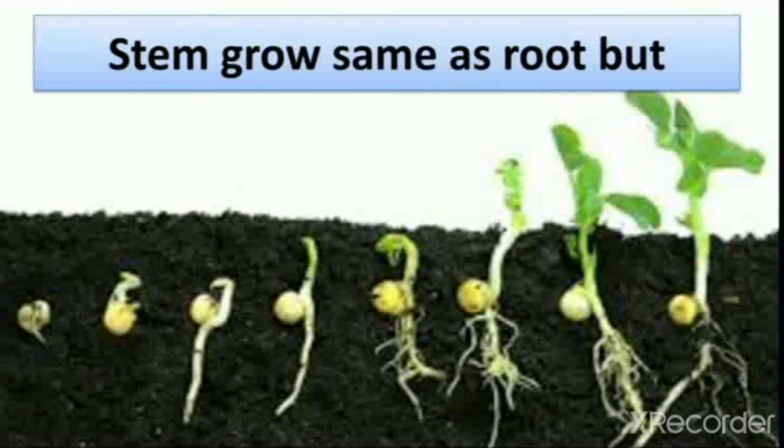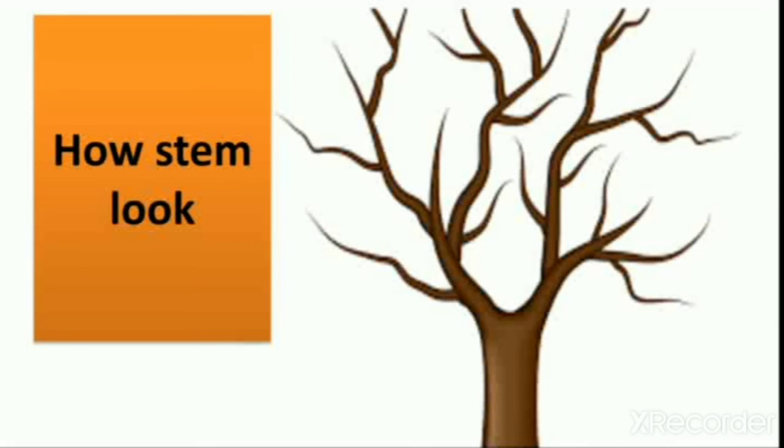When roots grow perfectly, then they give nutrients to the stem and the stem starts growing. How does stem look? You can see the picture of one tree which has no leaf. So it is a stem. Stem is available all over the plant. You can see the thick stem starts growing, then the plant starts growing, then leaves start growing. So this is what a stem looks like.